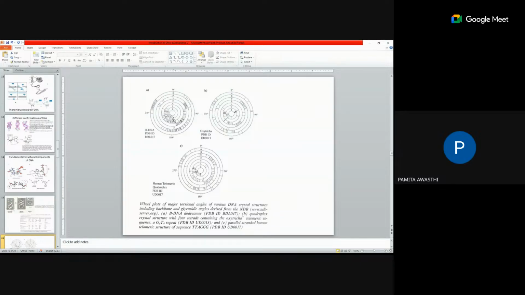So you can say this is chi. You start from alpha, beta, gamma, delta, and so on. This is 0 to 90, 90 to 180, 180 to 270, then up to 360, right?